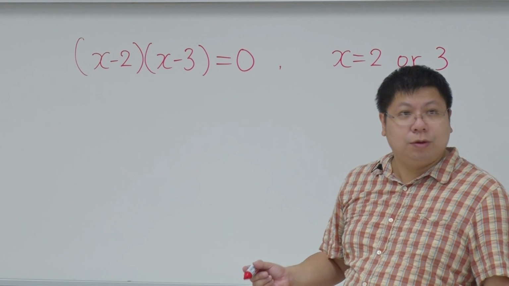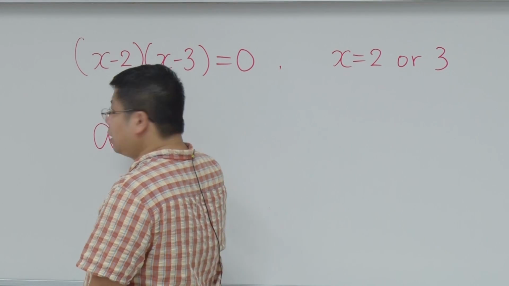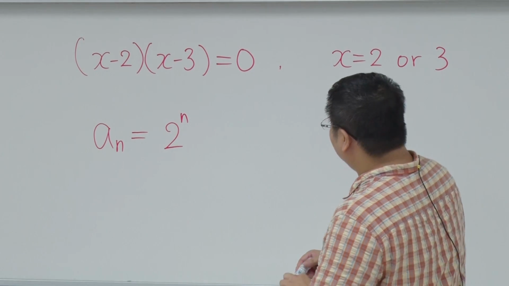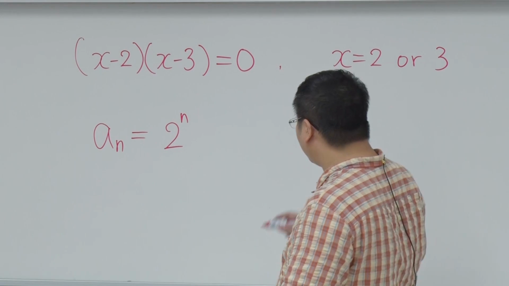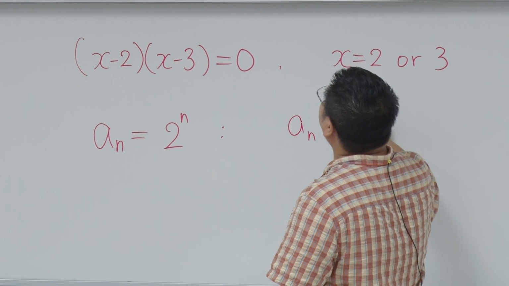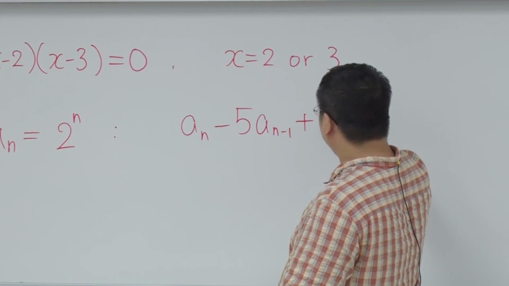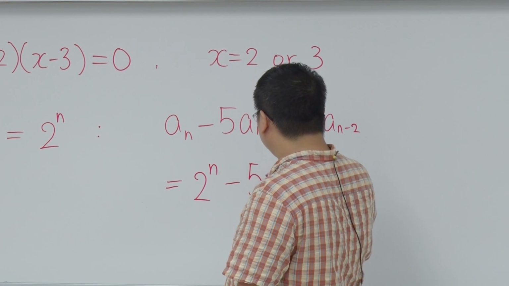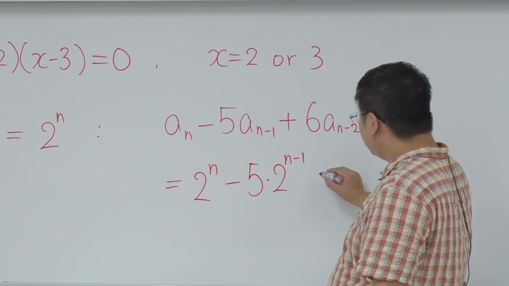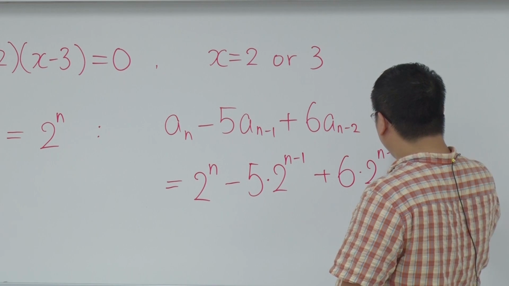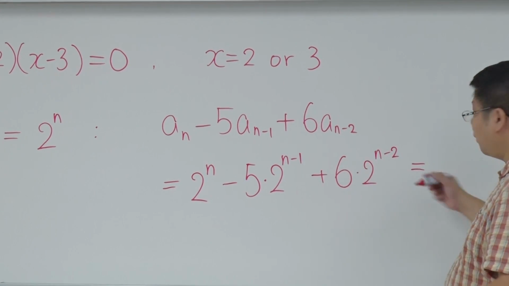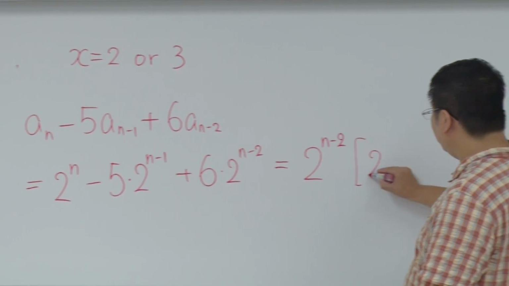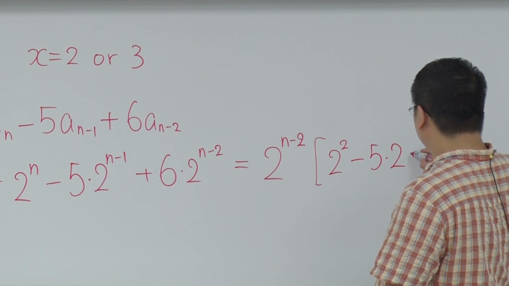So what is good about this root? Once we get a root, we can find that if we set a_n equal to the root to the power n, what will happen? Let's take a look. Let's set a_n is equal to 2 to the power n. Then we will have a_n minus 5 a_{n-1} plus 6 a_{n-2} equal to 2 to the power n minus 5 times 2 to the power n minus 1 plus 6 times 2 to the power n minus 2. Before we solve it, let's take 2 to the power n minus 2 as a common factor outside, and then what we have here is 2 squared minus 5 times 2 plus 6.